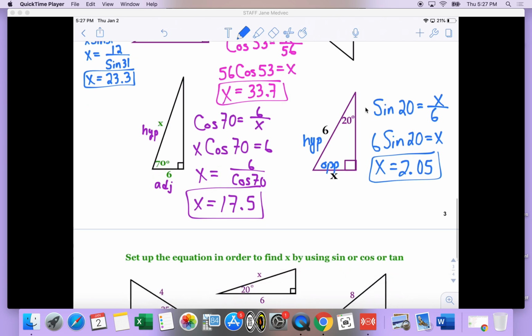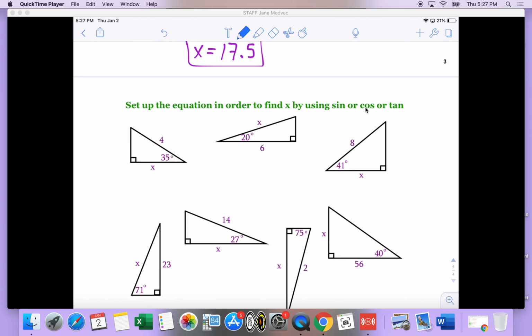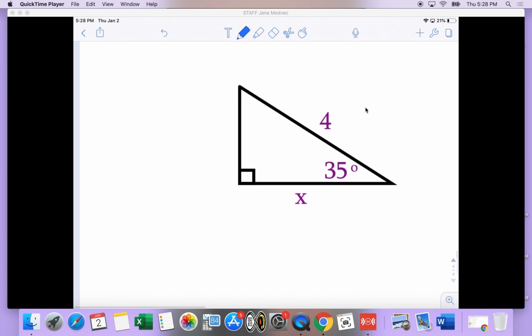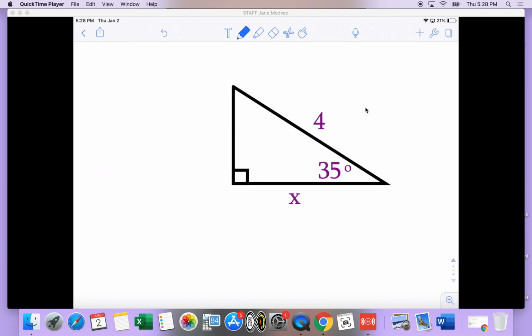Okay, let's keep going. This is to set up the equation in order to find x by using sine, cosine, or tangent. So let's take a look at this again. Good practice. Again, I got 35 degrees. This would be considered my hypotenuse. This would be considered my adjacent.